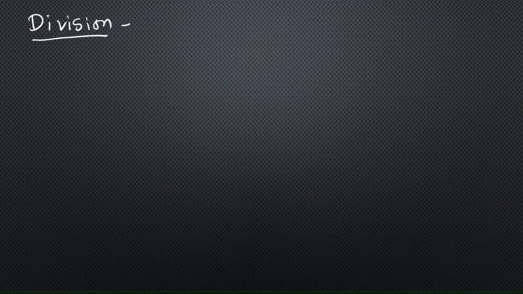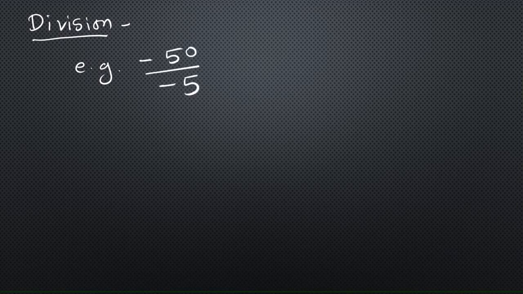The quotient of two numbers with the same sign is positive. Let's take the first example. Minus 50 divided by minus 5. Here 50 has a minus sign, also 5 has a minus sign. So both signs are the same. If both signs are the same, it turns into a positive sign. And 50 divided by 5 is 10, so I write here 10. That's why we get minus 50 divided by minus 5 equals plus 10.